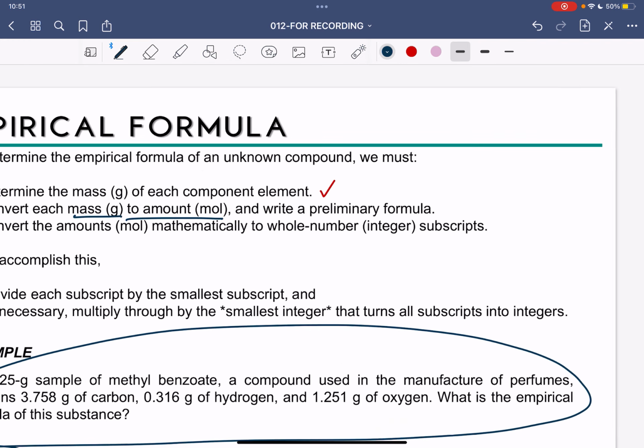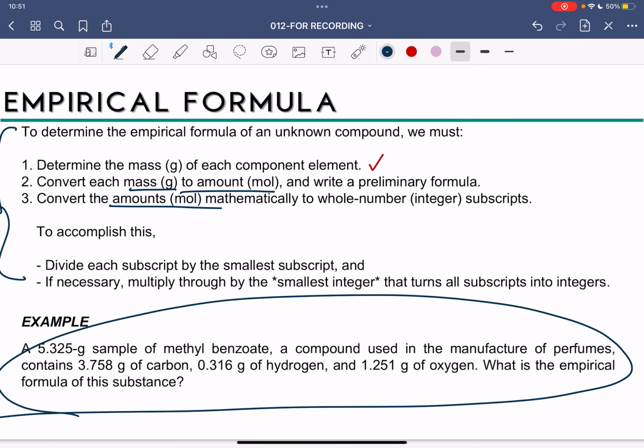Then, step 3: convert the amounts, moles, mathematically to whole number. Importante na siyang part, whole number. Integer subscript. Whole number positive, kay wala man tayo negative na subscript sa atong mga chemical formula. So, divide each subscript by the smallest subscript. And if dili gihapon sa whole number, multiply through by the smallest integer that turns all subscripts into integer.